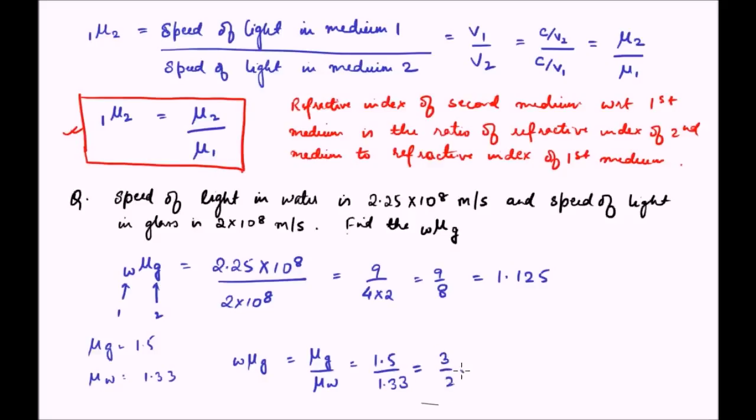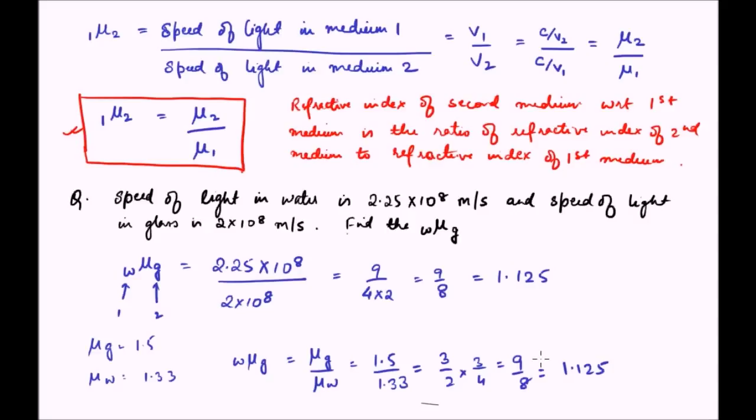Now, an important concept which we can derive from here itself is that the refractive index of medium 2 with respect to medium 1 is 1 upon the refractive index of medium 1 with respect to medium 2. Okay, why is that? Why does this have to be so?